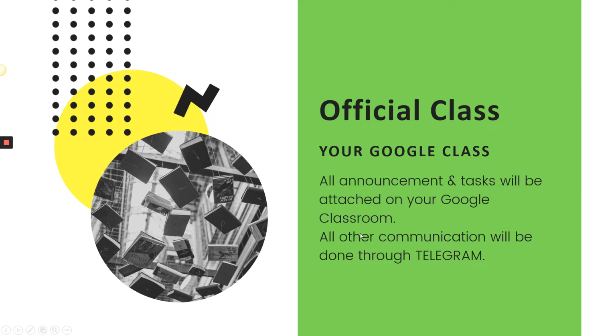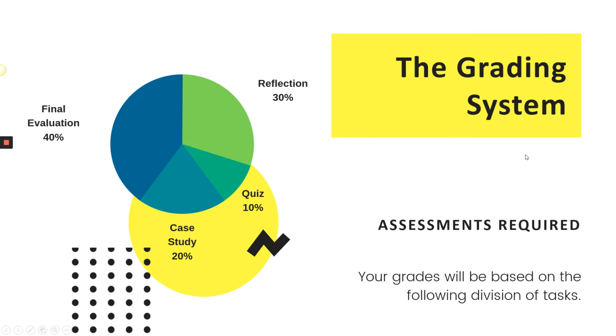Your official class will be on your Google Classroom. All announcements and tasks will be attached on your Google Classroom. All other communication will be done through Telegram. So this is the grading system. We don't have a final examination like the traditional way. We are doing some form of final evaluation, but I'm going to brief you on that later in the semester, probably sometime in June or July.